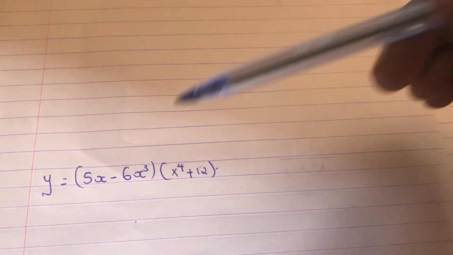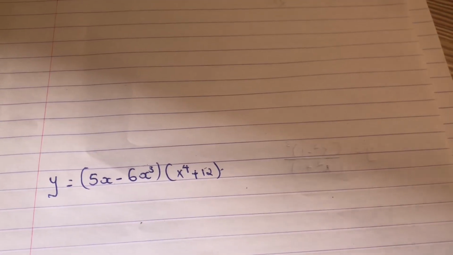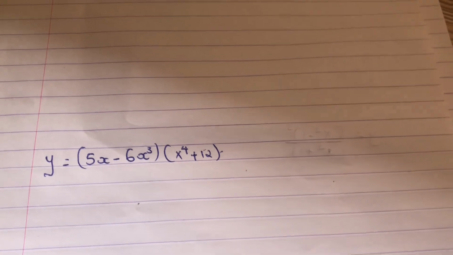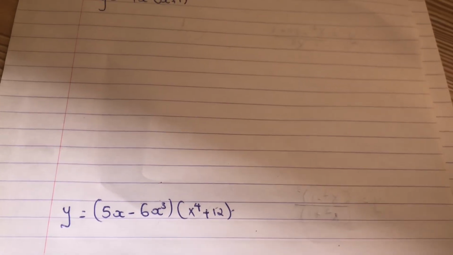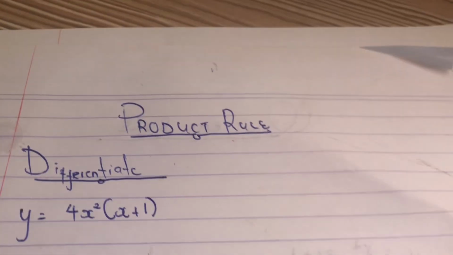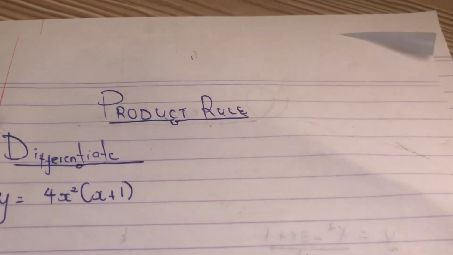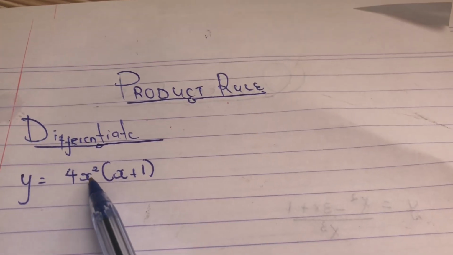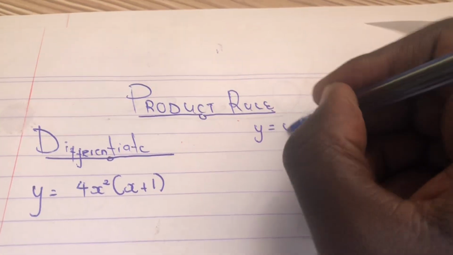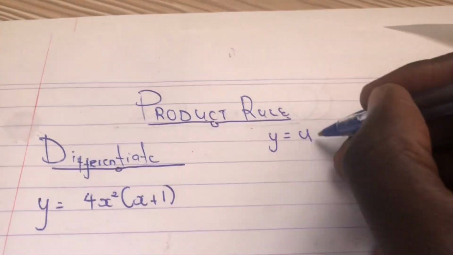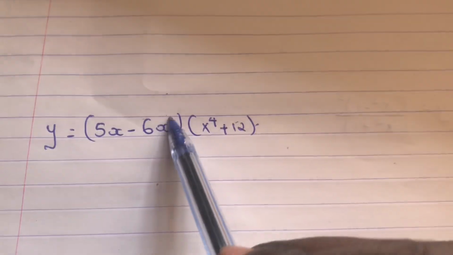If you expand and then differentiate term by term, that will take your time. So you can differentiate this the way it is using the product rule, and this also using the product rule. The product rule applies when there are two factors being multiplied. One factor will be named u and the second will be named v. For example, here this will be u and this will be v.